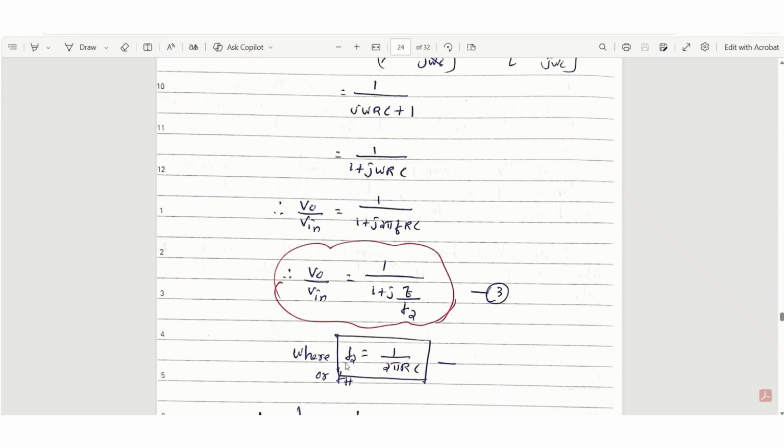We already expressed the cutoff frequency of high pass filter as F1. In the same scenario, we can represent the cutoff frequency of low pass filter as F2, or by abbreviation we are using FH, that is equal to 1 by 2 pi RC. That is substituted back here. So we are getting the gain expression. 2 pi RC means 1 divided by F2. So the expression becomes V0 by Vin equal to 1 divided by 1 plus jf by F2.